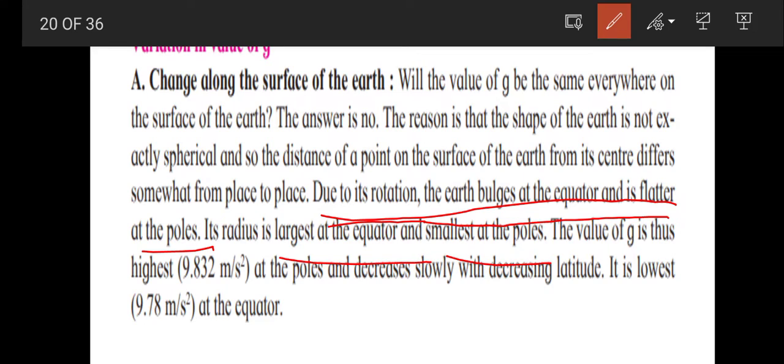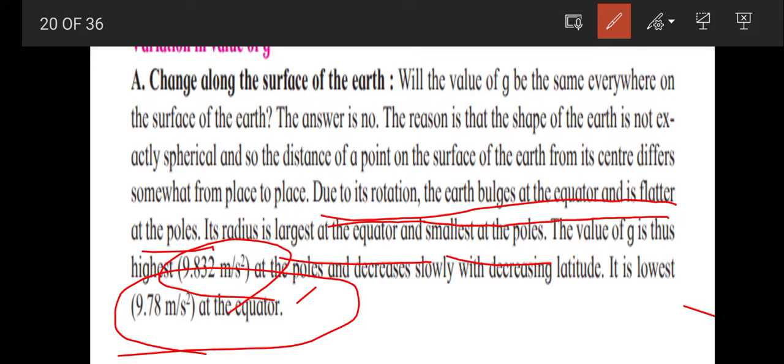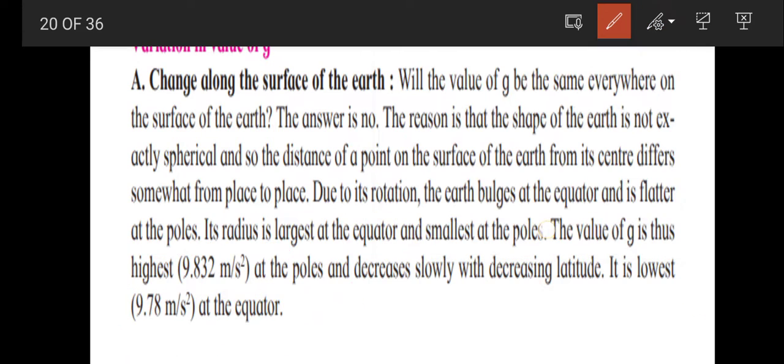The value of g is highest, that is 9.832, at the pole, and it is lowest, that is 9.78, at the equator, as the latitude decreases. So this one is about the values of g. In the exam they will ask the question: discuss the values of g, or discuss the value of g at the different surfaces of the earth. That time, this first point I explained to you.